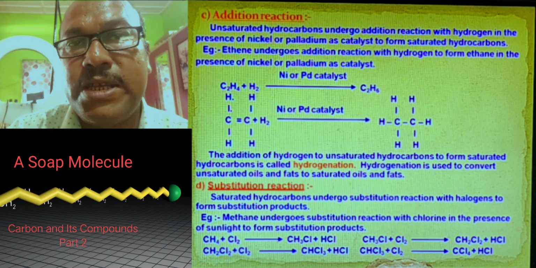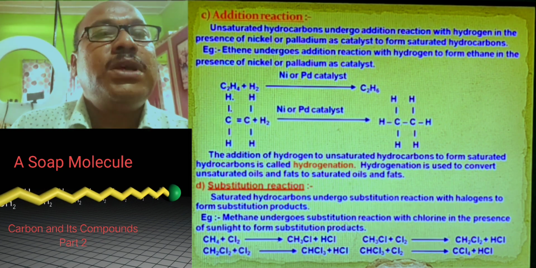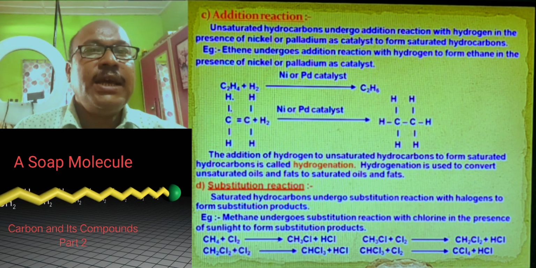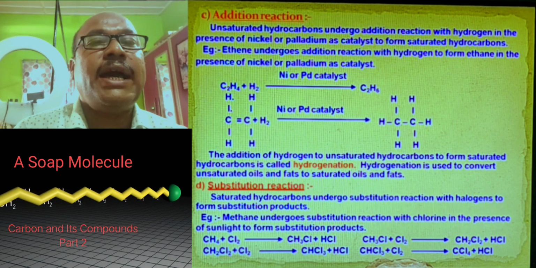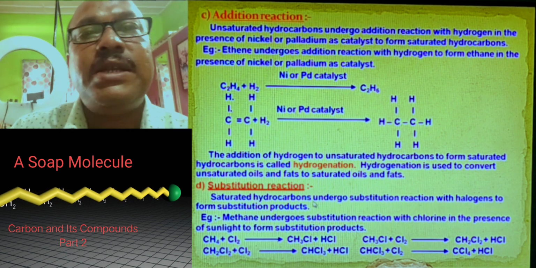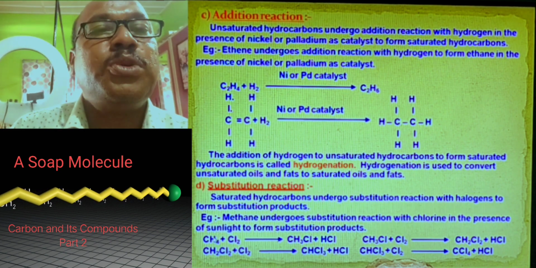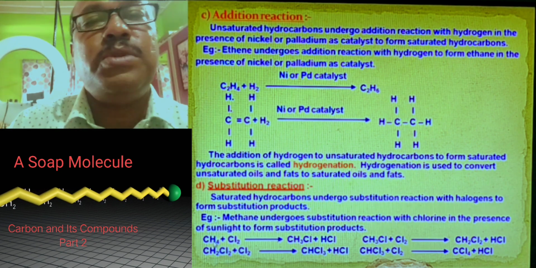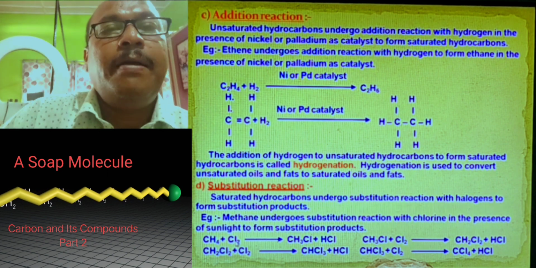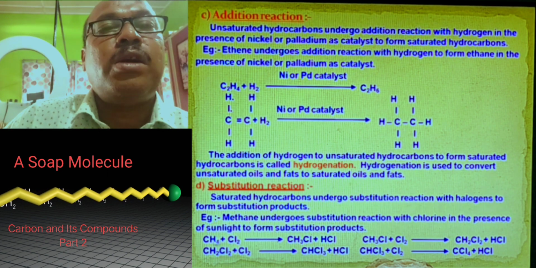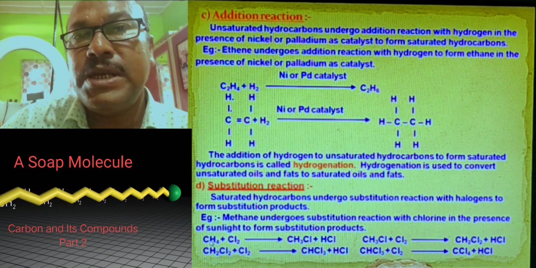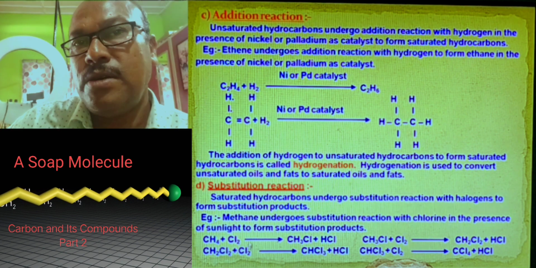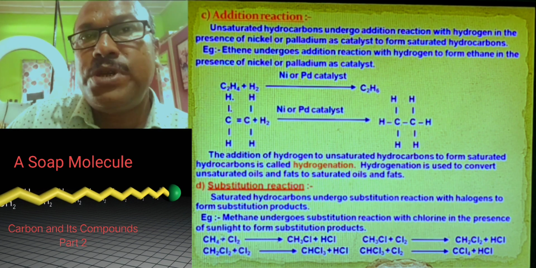So let us see, for example, methane, it undergoes substitution reaction in presence of diffused sunlight, and it can be reacted with chlorine gas. For example, we can see here this is methane CH4, which is a saturated hydrocarbon, and to this methane we are adding chlorine. But definitely this chlorine cannot be added to this compound methane. So what we need to do, we need to perform this chemical reaction in presence of diffused sunlight.